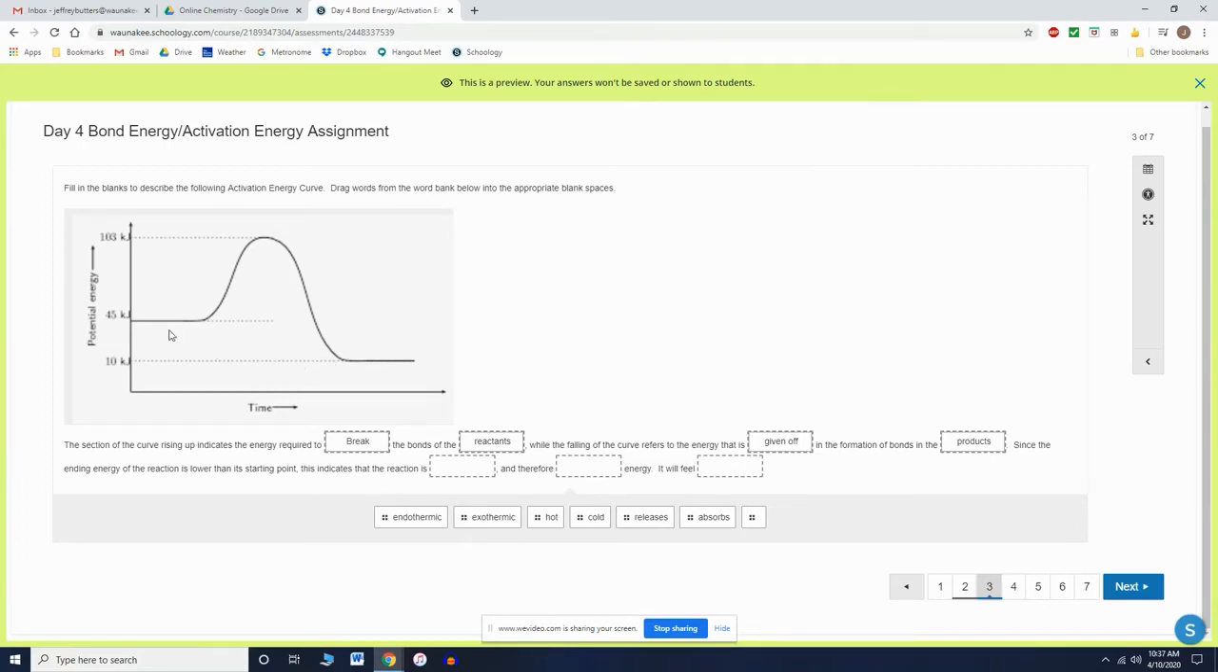What we're seeing here is there's a net loss of energy. The reactants have greater potential energy than the products. This is telling us this is an exothermic reaction, and it is therefore releasing energy. It's giving energy off, in this case 35 kilojoules. Because energy is being released, this reaction will overall feel hot.